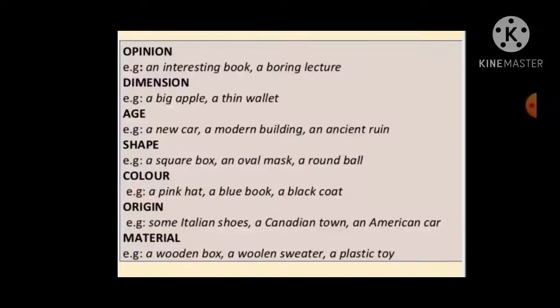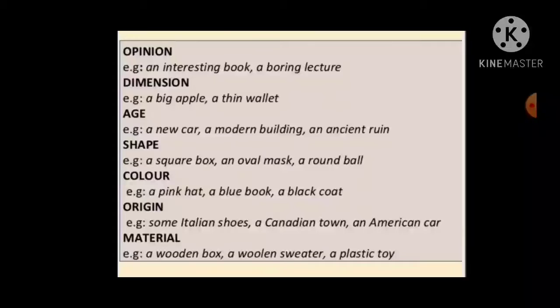Remember this order: first opinion, next dimension, next age, next shape, afterwards color, origin, and finally material. So, you can remember the first letters O, D, A, S, C, O, M. You can form a code, or you can create a code of your own in that order and remember that. Opinion means, what is opinion?